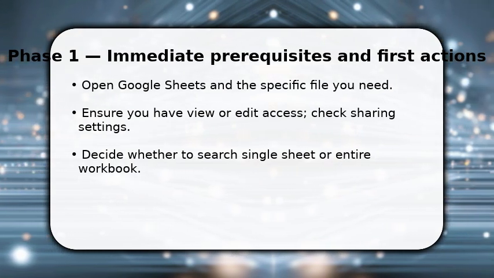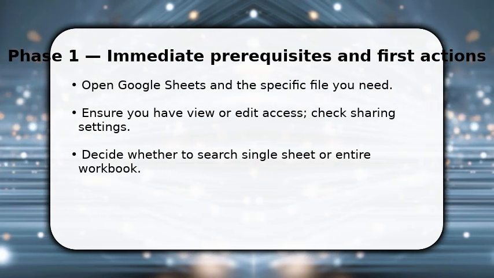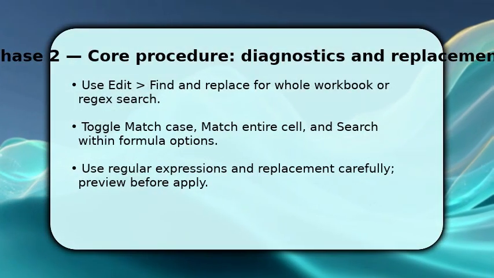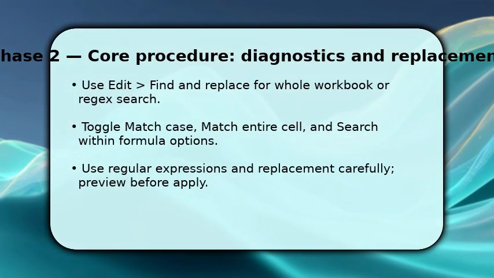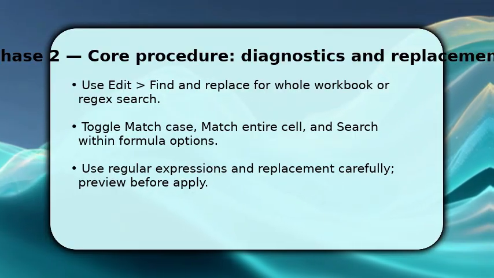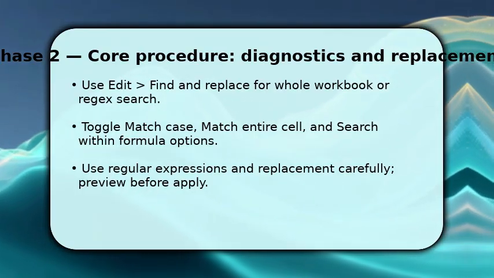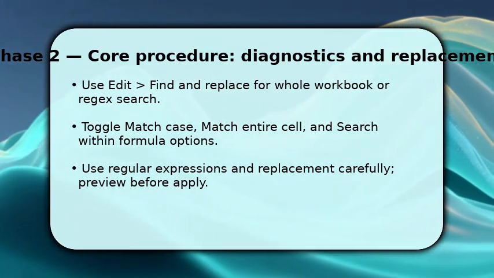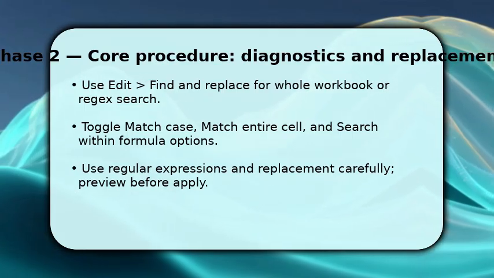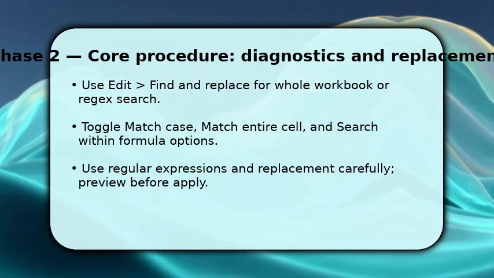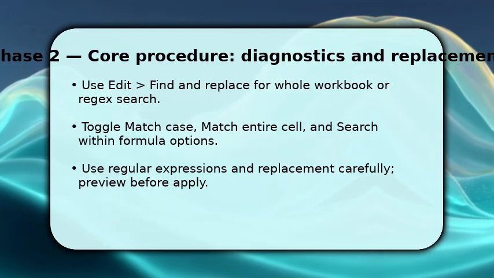Now move to Advanced Techniques. Open Edit, Find and Replace, and pick Search using regular expressions or choose all sheets when you need a workbook-wide lookup. You should toggle Match Case or match entire cell to narrow results, because that prevents false positives. If searching formulas, enable search within formulas so references are found.